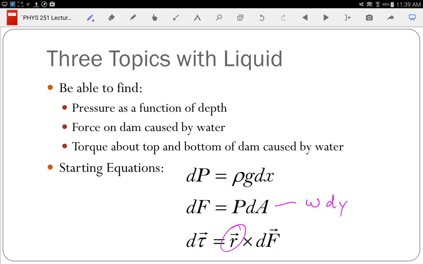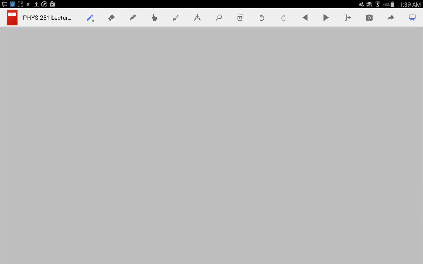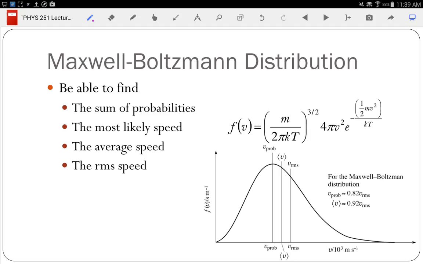Any questions about the liquid parts that we might have on the test? All right then, let's move to the next one, the Maxwell-Boltzmann distribution.